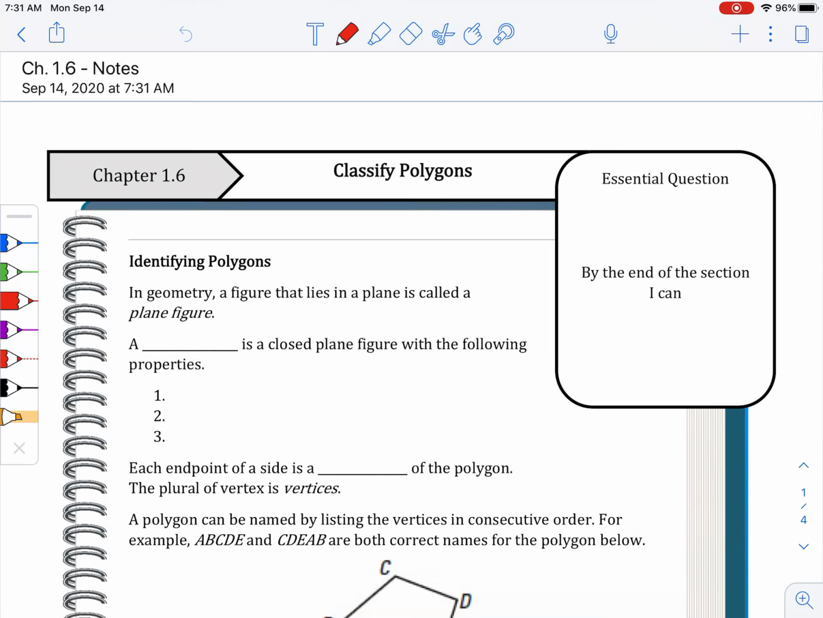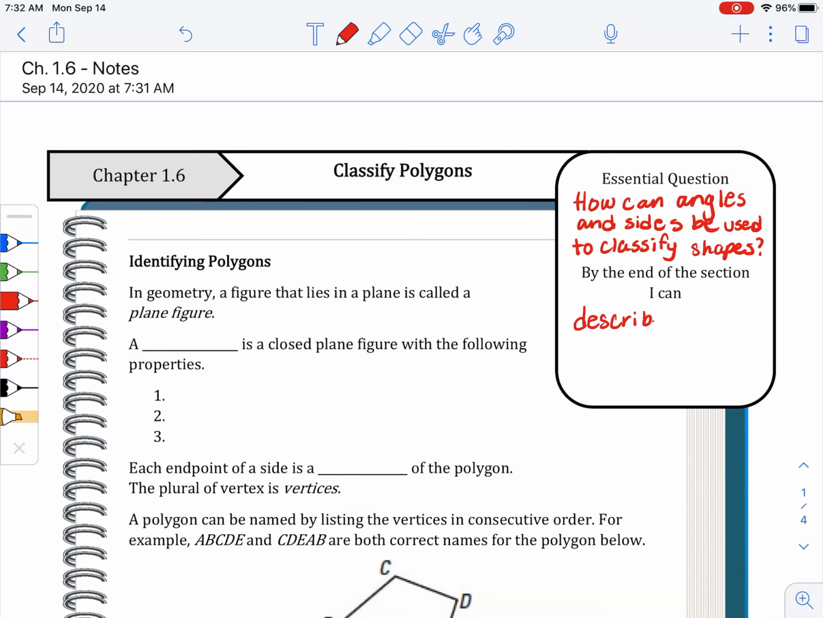Today we'll be looking at chapter 1.6, which is classifying polygons. So our essential question here is just how can angles and sides be used to classify shapes? And hopefully by the end of this section, you will be able to describe polygons based on their angles and sides.